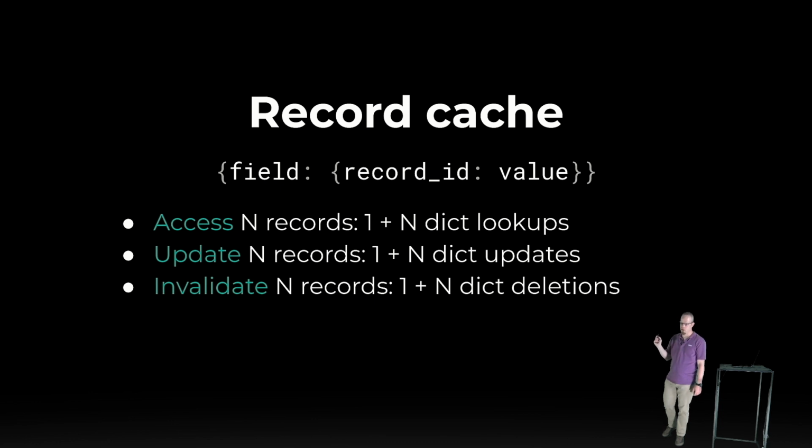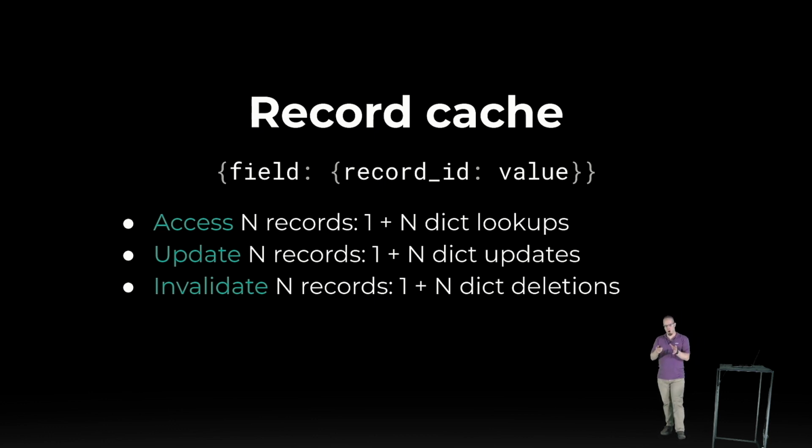It has the advantage that if you want to look up n records, the field is the same for all of them. Therefore, you make one lookup for the field and then n lookups for each record ID. The same if you want to perform an update, and the same if you want to invalidate the records. And in fact, if you want to invalidate all records for that field, it's just one operation. You just drop the value corresponding to the field from the dictionary.